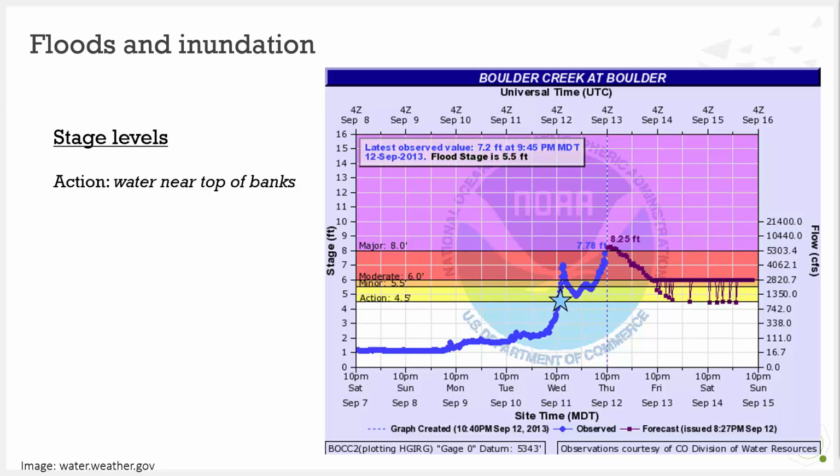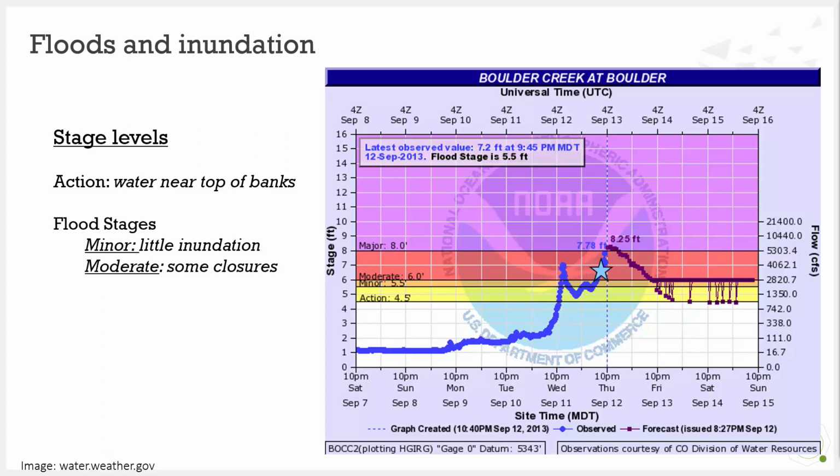Firstly, at the action stage, the river water surface is near or slightly above the top of its banks. This is the stage where you want to take note, and generally no man-made structures are flooded, and any land that is flooded is limited to small areas of parkland and marshland. Then the stream rose to a flood stage. At the minor flood stage, minor flooding and inundation occurs, and typically at this stage some roads and parks are covered with water.